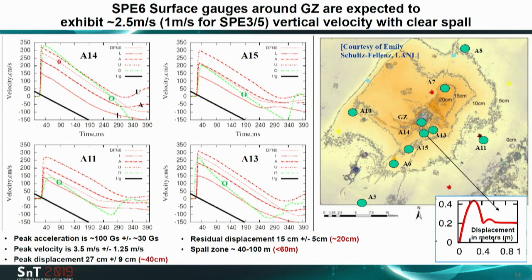As I said, there is a strong interaction with the surface, so we try to do two analyses. On this panel, I show the analysis of the spall. It's really very hard to simulate. And then on the second panel is the surface expression, which is the deformation after the shock has reached and settled the surface.